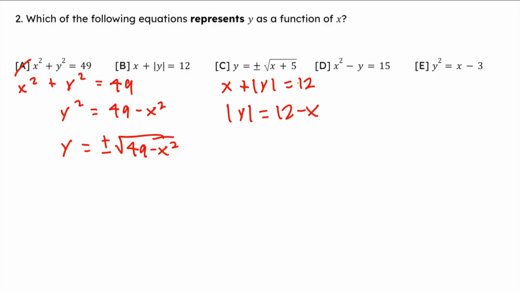And now, thinking about absolute value, what is absolute value? Well, absolute value is the distance from 0. So for example, if we have the absolute value of 5, that's going to be equal to 5 because 5 is 5 units away from 0. Now let's take the absolute value of negative 5. What is that equal to? Well, it would also be equal to 5 because negative 5 is 5 units away from 0.